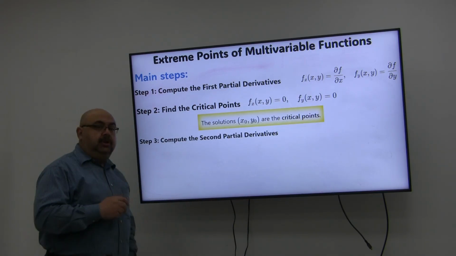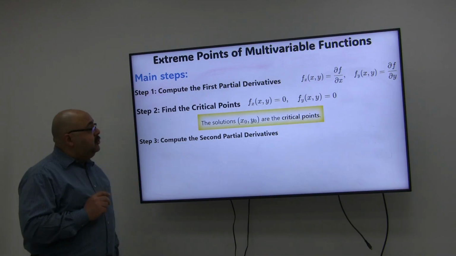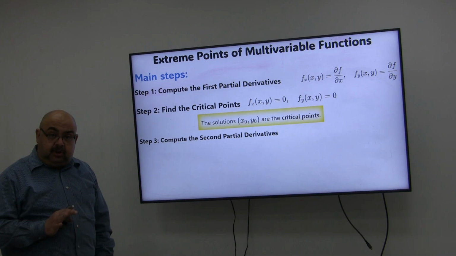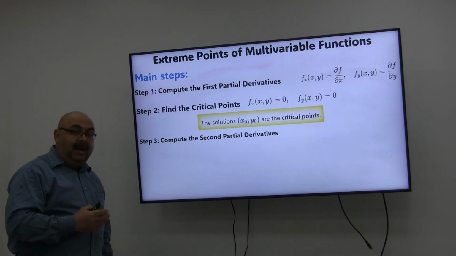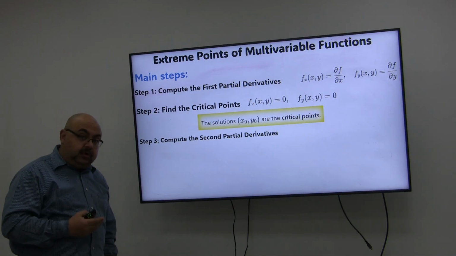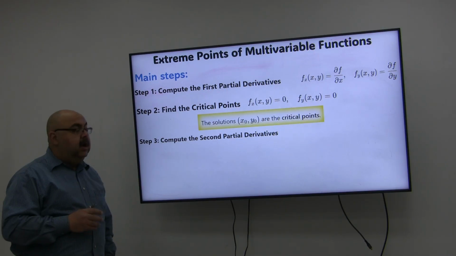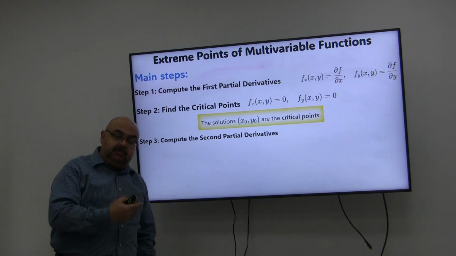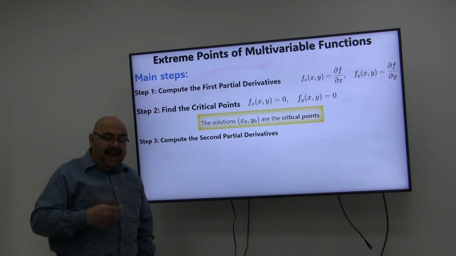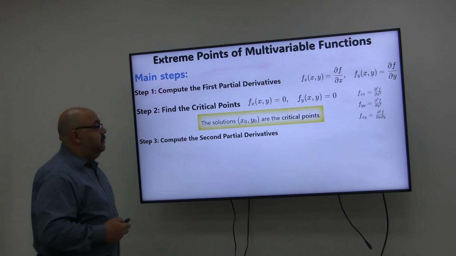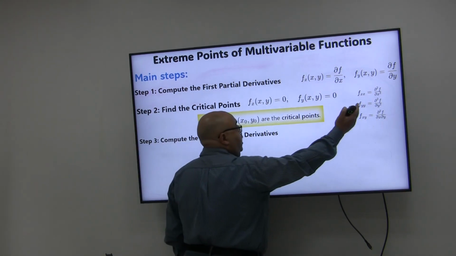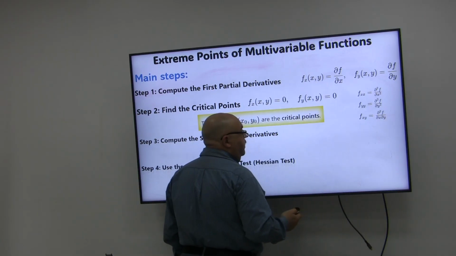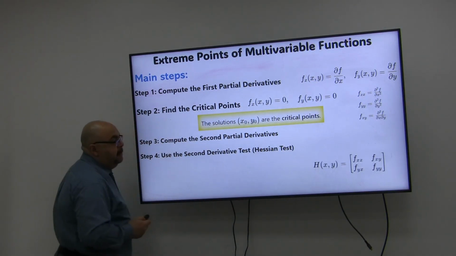Compute the second partial derivatives. So after getting the first derivatives, I will get the second partial derivatives: f differentiated 2 times with respect to x, or f double x, f double y. Then the mixed derivatives, which are f differentiated with respect to x then with respect to y, and vice versa. This is going to be f double x, f double y, f x y, and f y x. Then I will put them in the Hessian matrix.